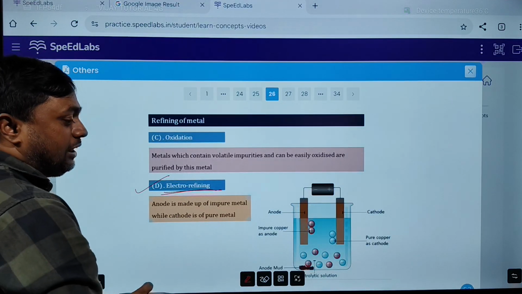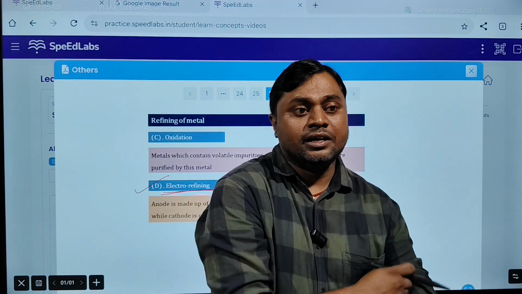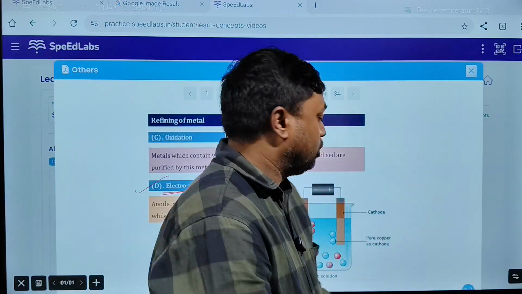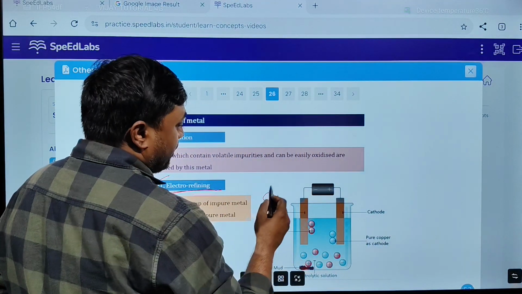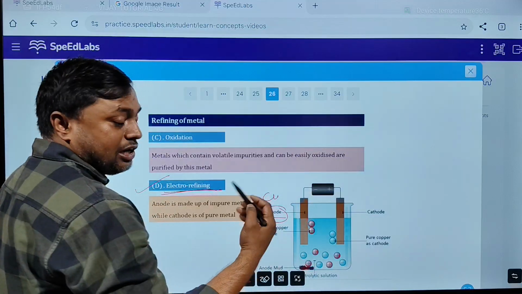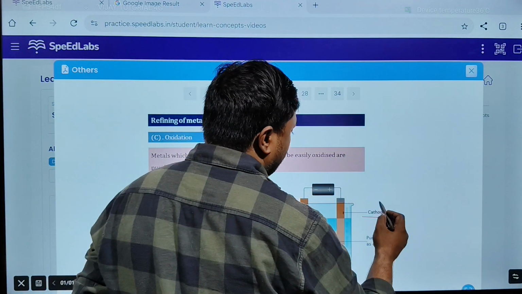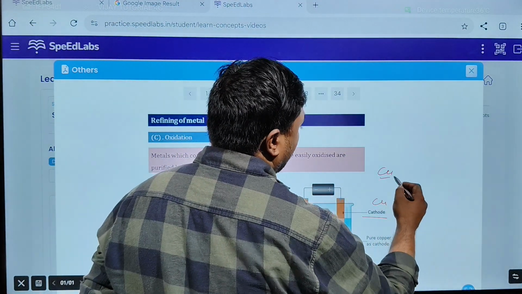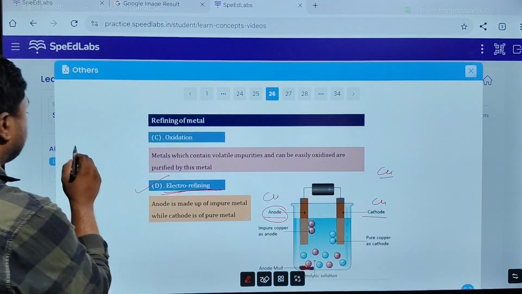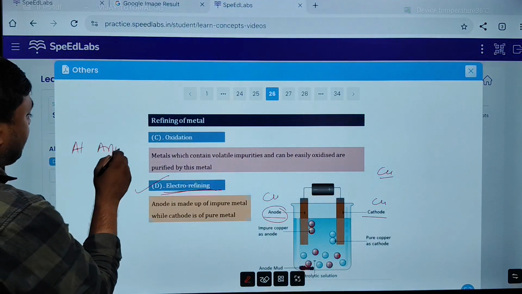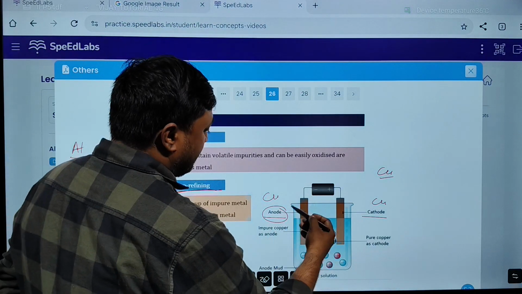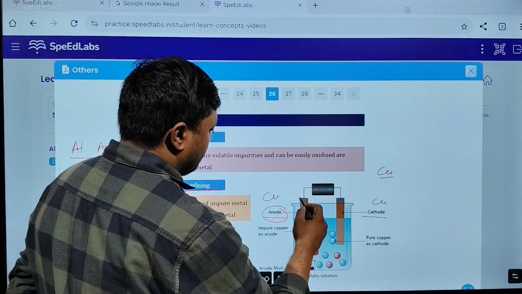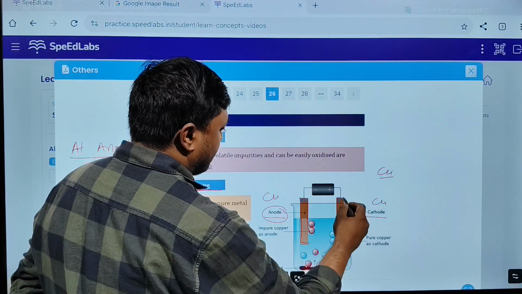Electro refining is also very important. Generally we use it for most metals like iron, copper. Here, for impure copper we make an anode, and a strip of pure copper we make the cathode. Let's talk about the refining of copper. These two metal plates are one impure metal, the other a strip of pure metal.